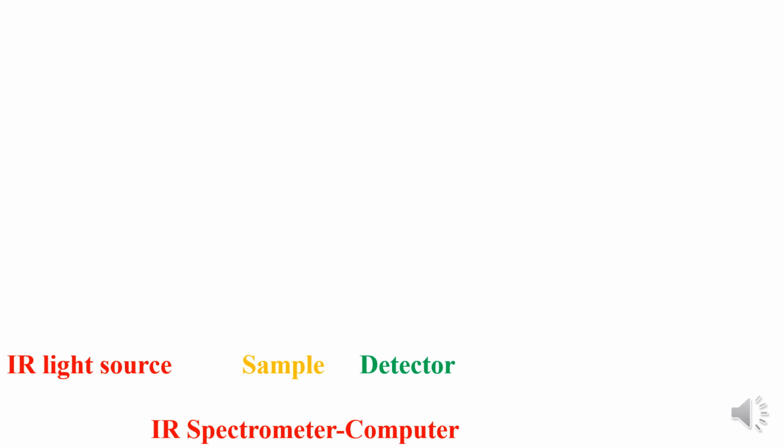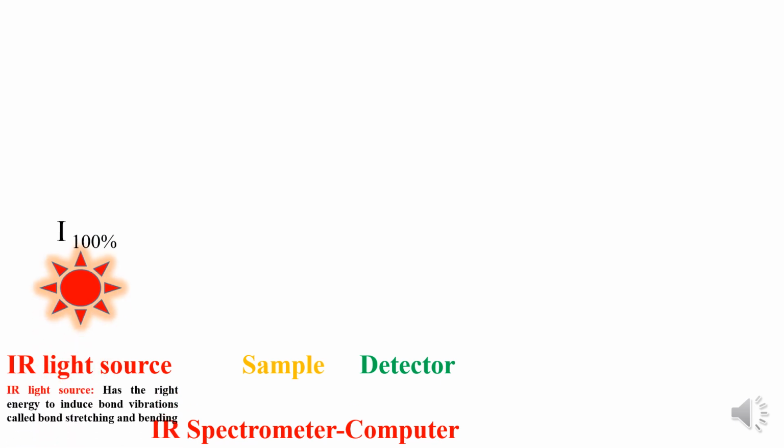Now the IR spectrometer instrument comprises an IR light source, a sample compartment where the sample is handled, and the detector. Now the IR light source provides the IR radiation, and this IR radiation has the right energy to induce bond vibrations like bond stretching and bond bending.